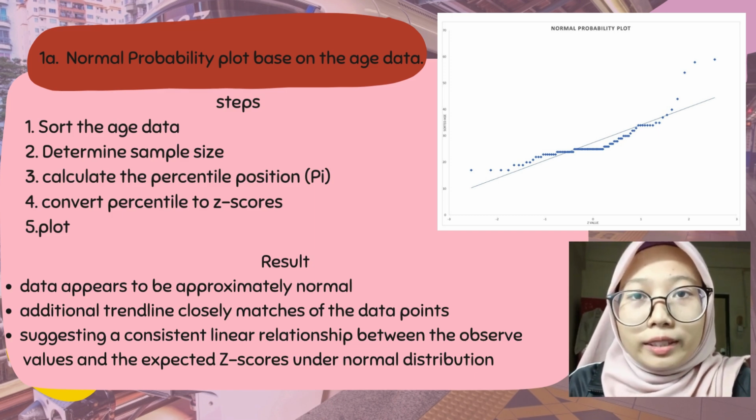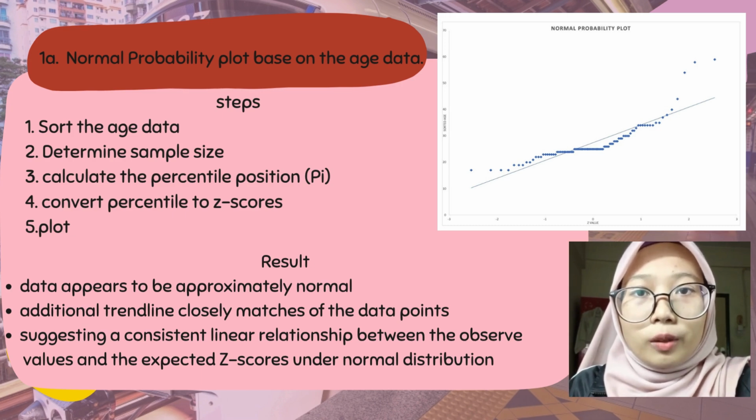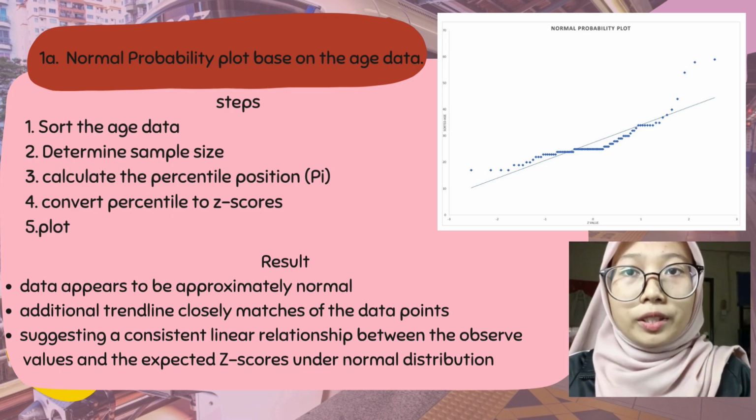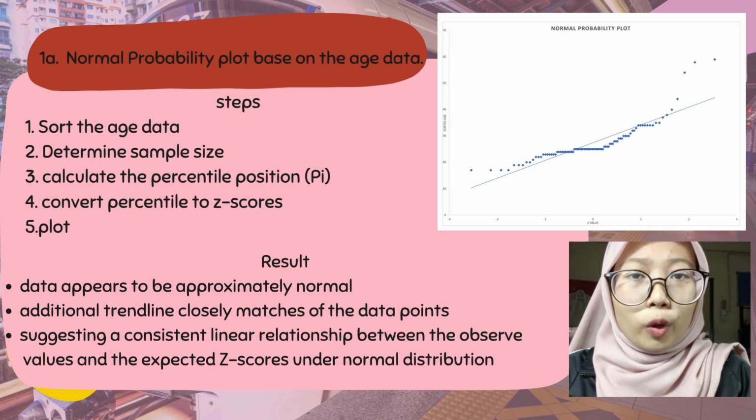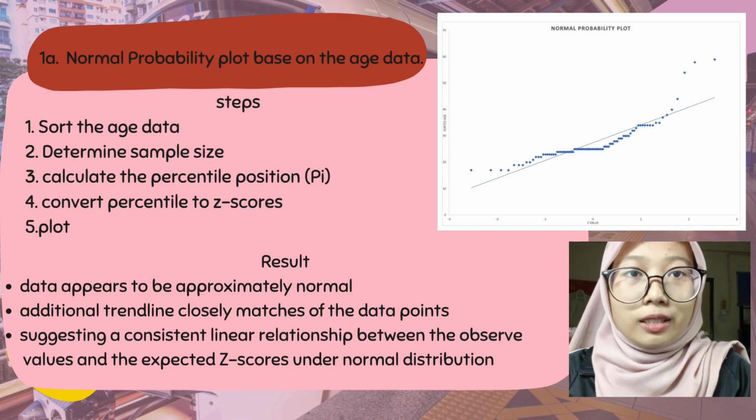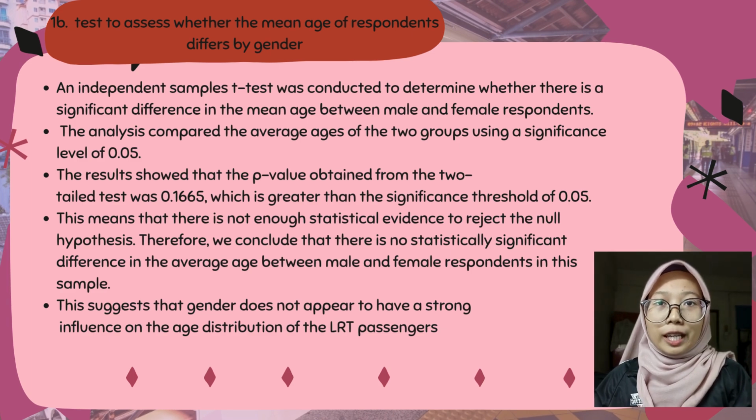For question 1A, we were asked to construct a normal probability plot to check if the age data of LRT passengers is normally distributed. First, we sort age data in ascending order. Then for each data point, we calculate its corresponding percentile using the formula (i minus 0.5) divided by n, which is 19. This percentile value was then converted to a z-score using an Excel formula. Finally, we plot the actual data against the z-score. From the plot, we observe that most points follow a straight line pattern, suggesting that the age data is approximately normally distributed.